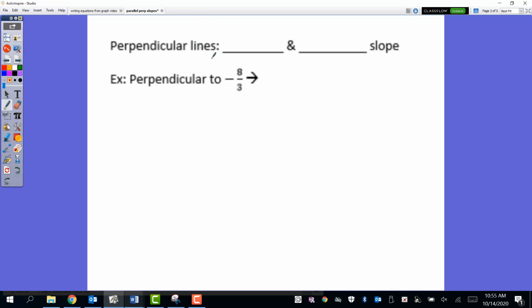For perpendicular lines, they have to have a flip and switch slope. So what that means is you're going to take the number and you're going to flip the fraction. And you're going to switch the sign. Flip and switch.